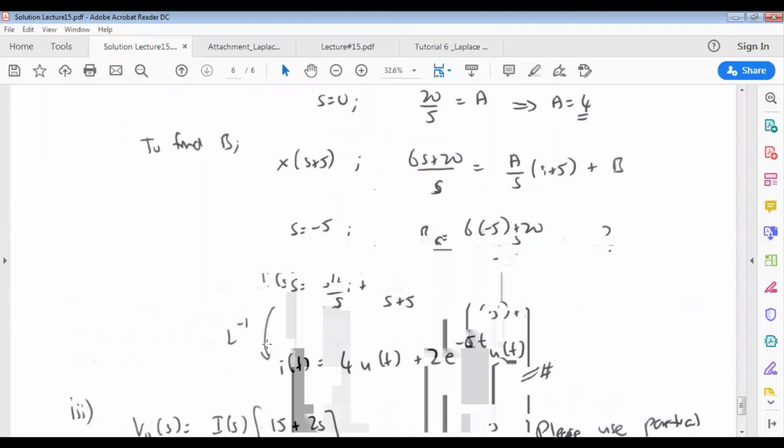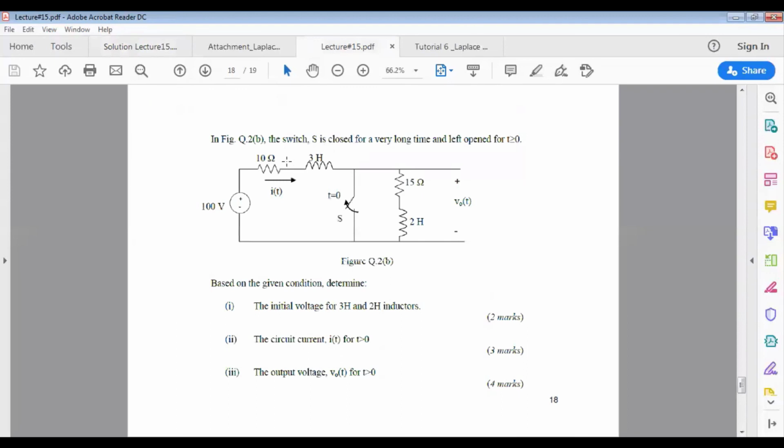So in the time domain, IT will be 4 u(t) plus 2 exponential negative 5t u(t). So this is the IT, the current in the circuit for t bigger than 0. And finally, we need to find V0(t), which is the voltage across the 15 ohm and 2 Henry component.